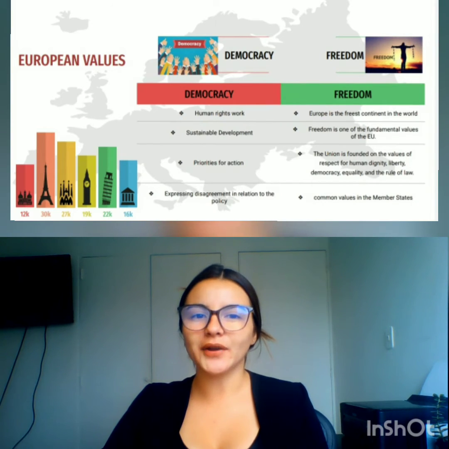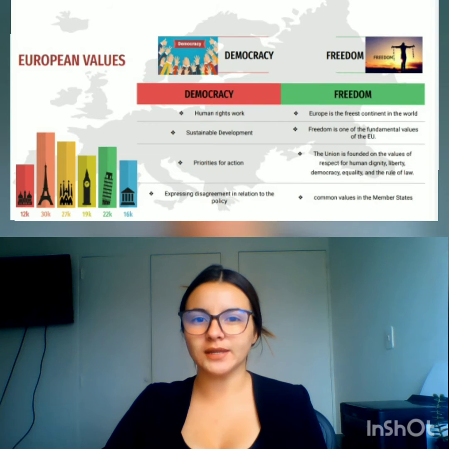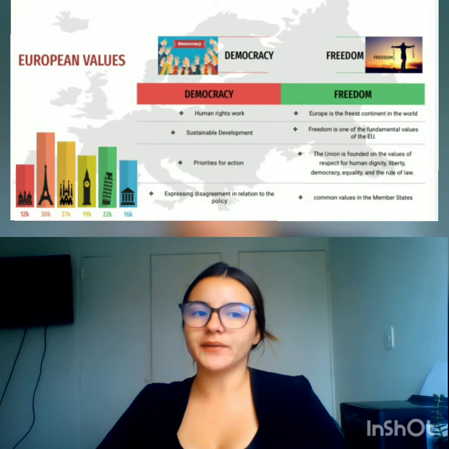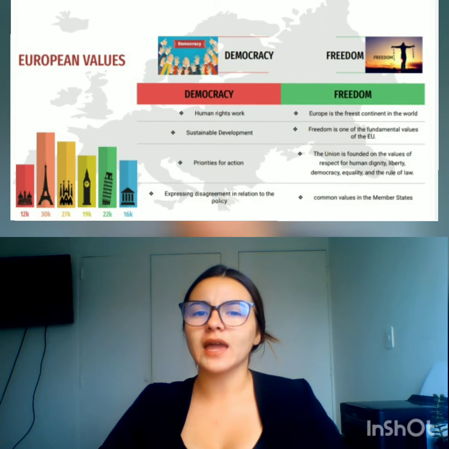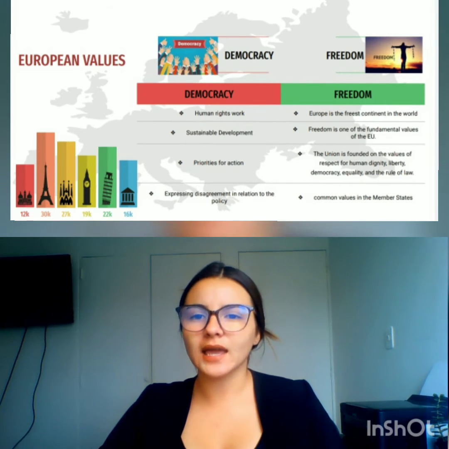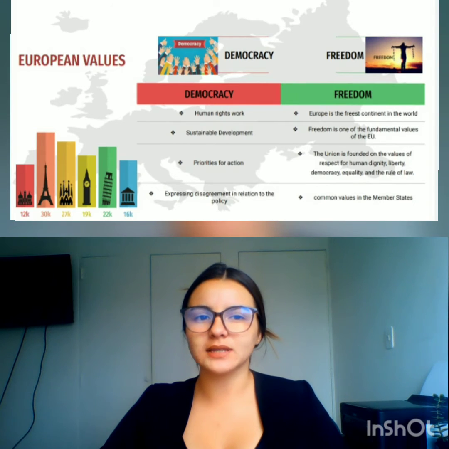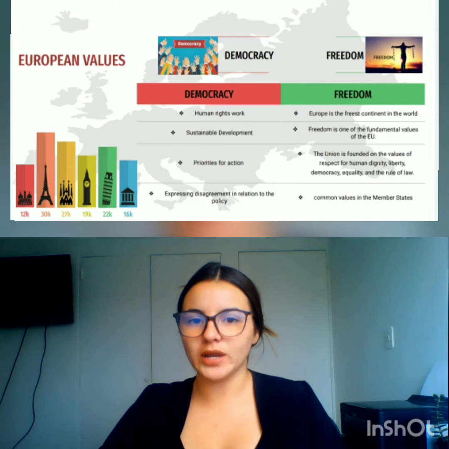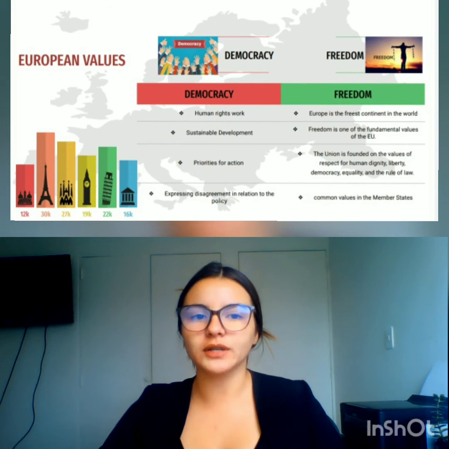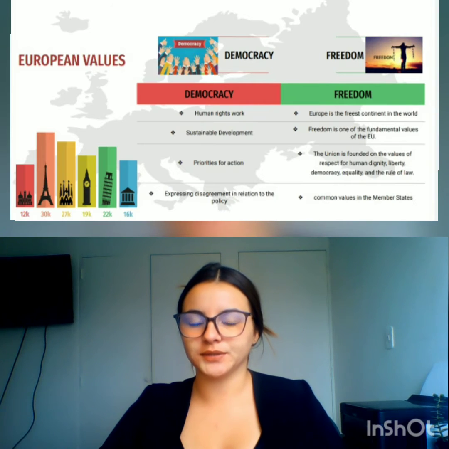Democracy and freedom are two values that define the European Union, where democracy is the only system of government in which people can exercise their rights, and it is a key actor for development and stability. And freedom is cataloged in Article 2 of the Treaty on European Union.